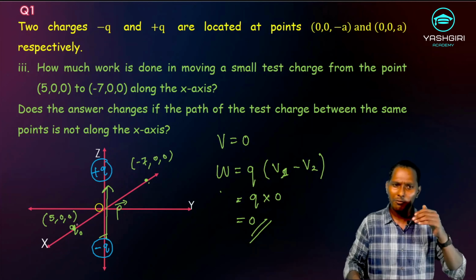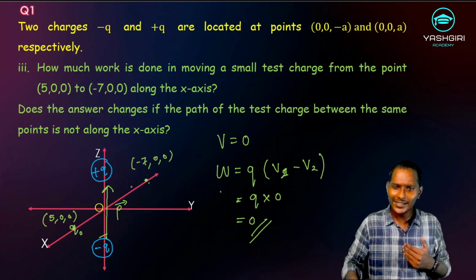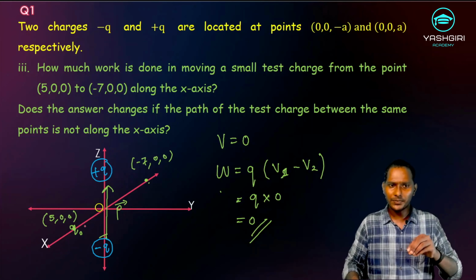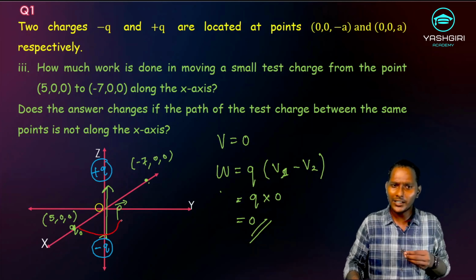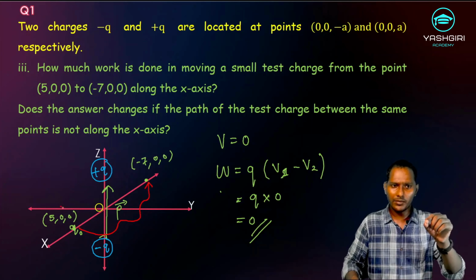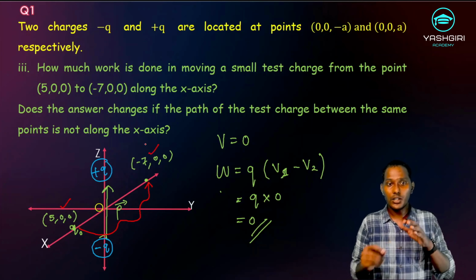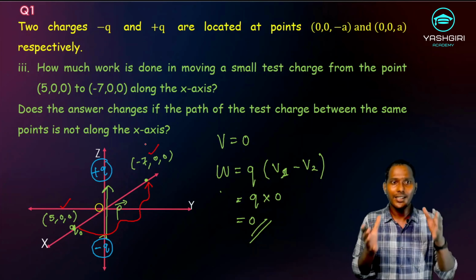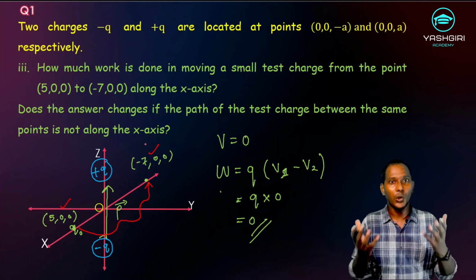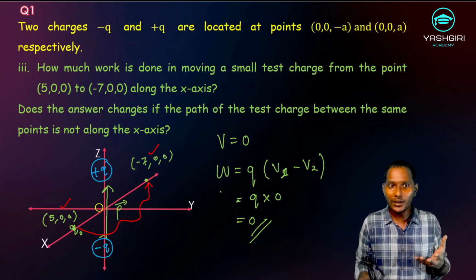Let us say, instead of moving this test charge along the x-axis, we take the test charge along some other path, let us say like this, from this location to this location. So, will there be a change happening? No, right? There will not be a change, so I can write a no here.